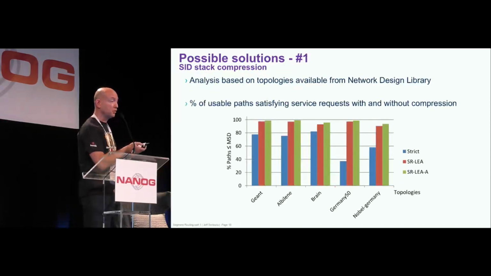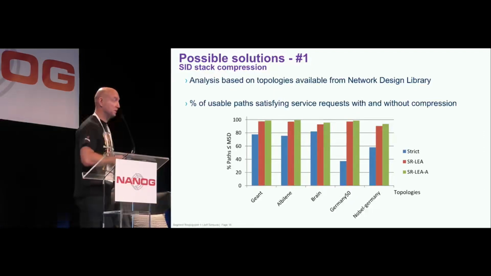So what's important, however, as you could see, is that when you apply the SR-LIA algorithm, you could be at pretty much 95% of services that could be delivered on your existing infrastructure.